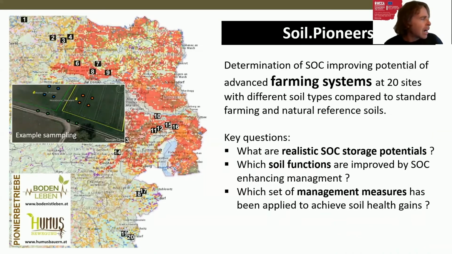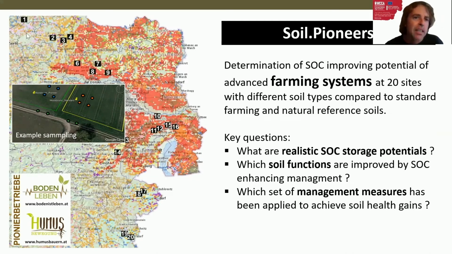Now, the project that we are currently developing together, our university with Bodenleben, is called Soil Pioneers. One of the key interests of this project is the determination of SOC-improving management systems at the farming scale in a range of different soil types in Eastern Austria. Our key questions are: what are realistic soil organic carbon storage potentials? So to which extent can we increase soil organic carbon? The second key issue is which functions we can improve by improving soil organic carbon, functions relevant for soil health and agricultural productivity. And third, what is the set of management measures that has mostly contributed to achieving these soil health gains?